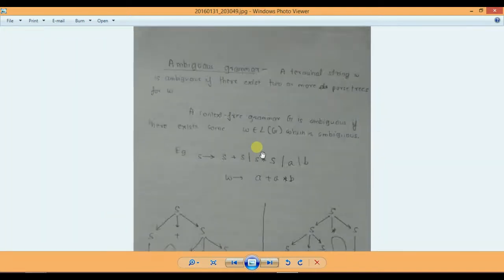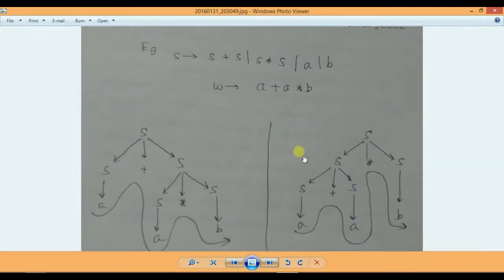This is pretty easy actually, it's not very complicated. In a simplified form, in a nutshell, if there are two parse trees for a string W, speaking simply, if you can derive the sentence in two or more different ways, then it's an ambiguous sentence, as simple as that. Let's move on.